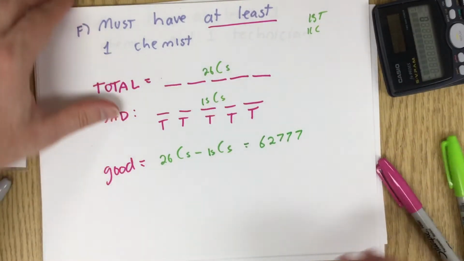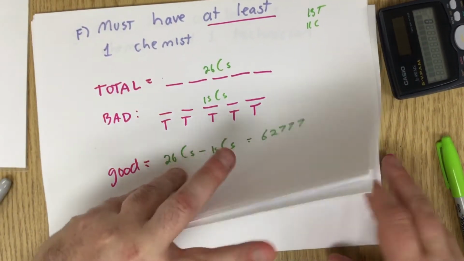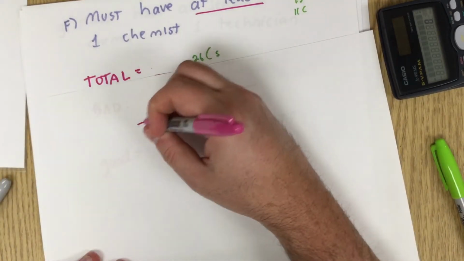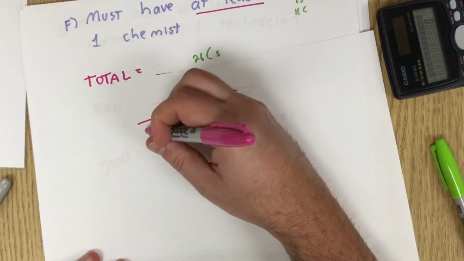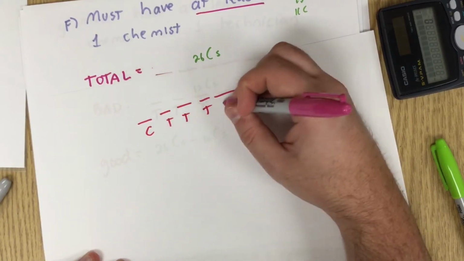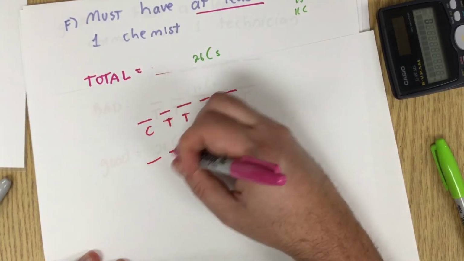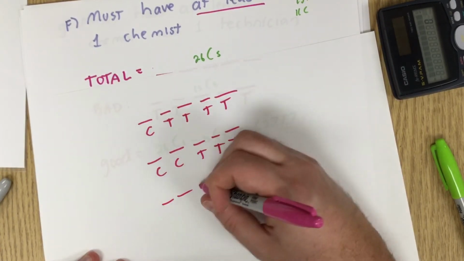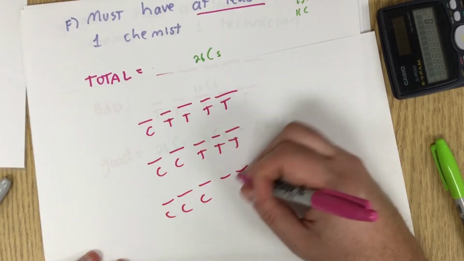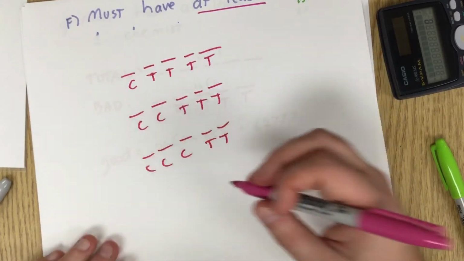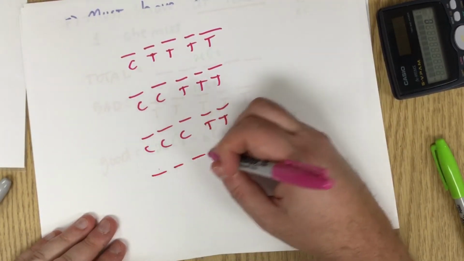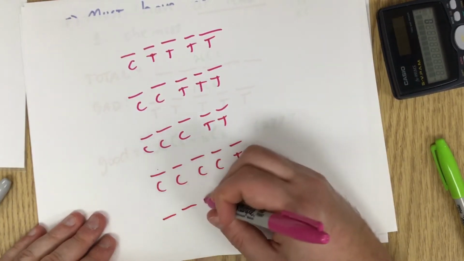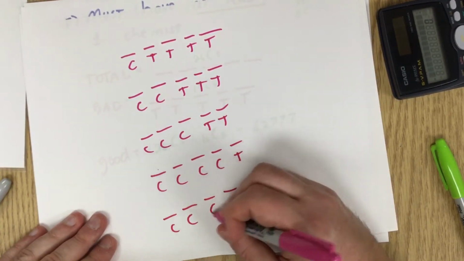Now, this could have been done in a different way. You didn't have to do this one indirectly. What you could have done instead is we could have said, okay, if we want to have at least one chemist, we could have one chemist and 4 techs. We could have 2 chemists and 3 techs. We could have 3 chemists and 2 techs. We could have 4 chemists and 1 tech, and we could have 5 chemists and no techs.